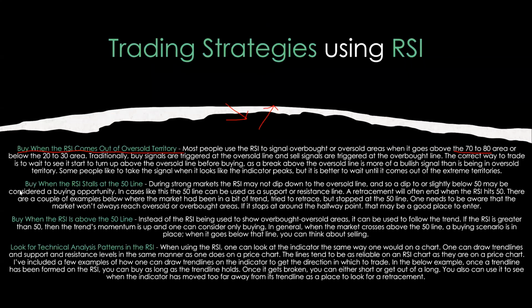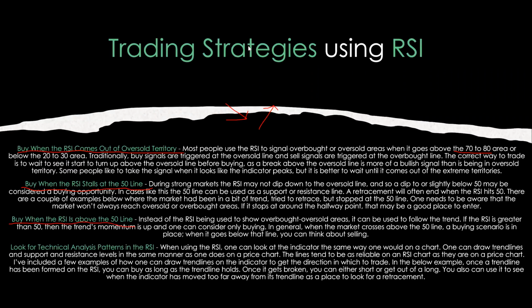You buy when the RSI stalls at the 50-yard line. A lot of you guys in our Discord will hear me talk about that 50-yard line all the time, how important it is. During strong markets, the RSI may not dip down to the oversold line. So a dip to that 50 or slightly below may be considered a buying opportunity if we have a stalling point at the 50-yard line.